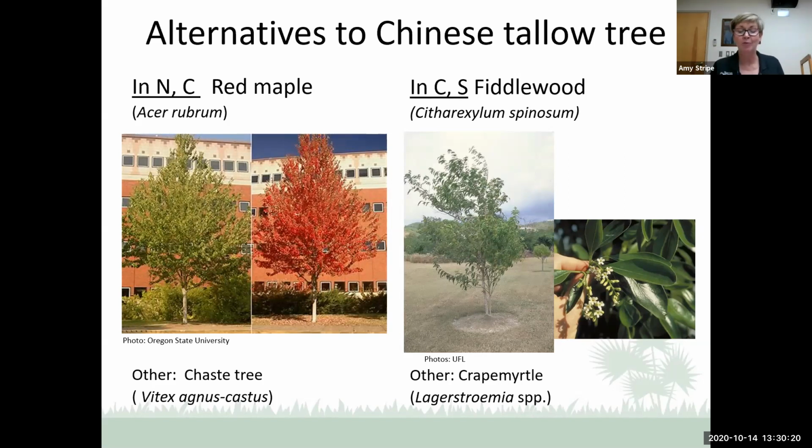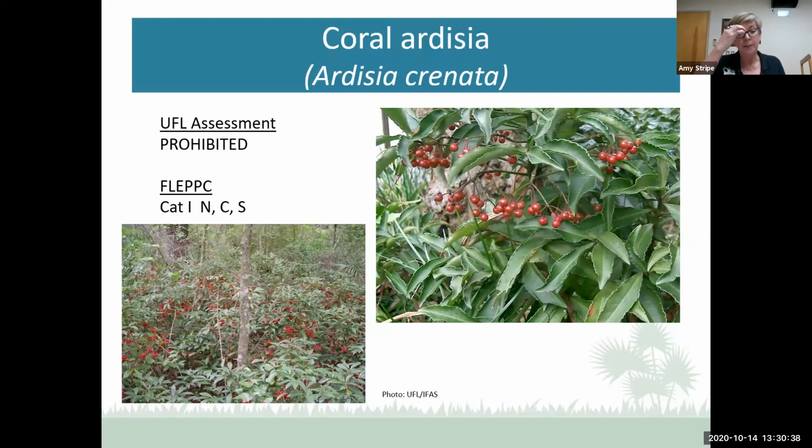I'm not really landscape. Another alternative for Central and South Florida to Chinese tallow is, again, that crepe myrtle, that beautiful bloom, deciduous, and gives you that specimen type look in your yard. All right, we're going to skip now to a couple more shrub type plants.